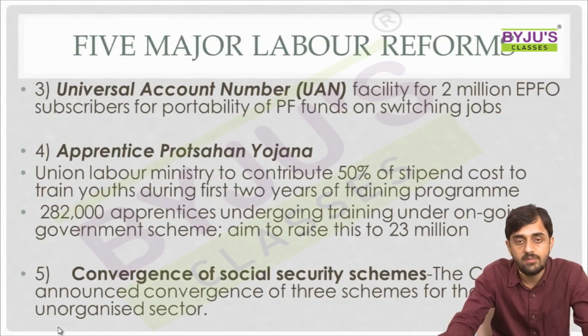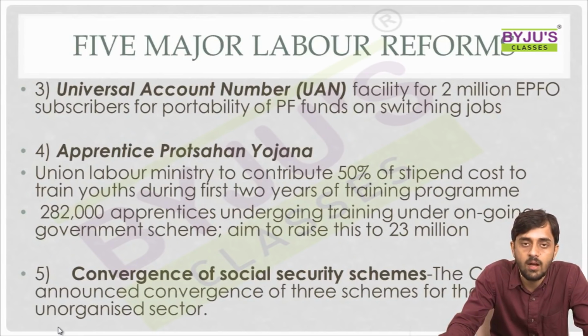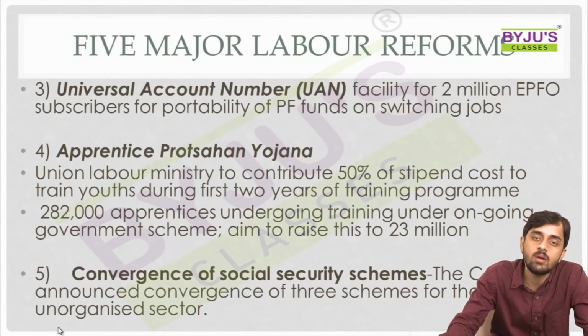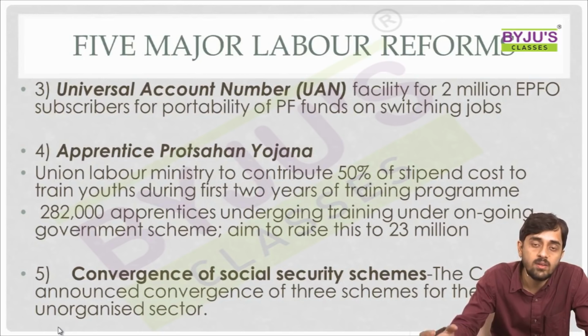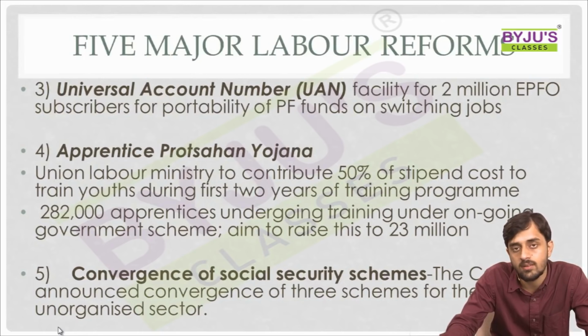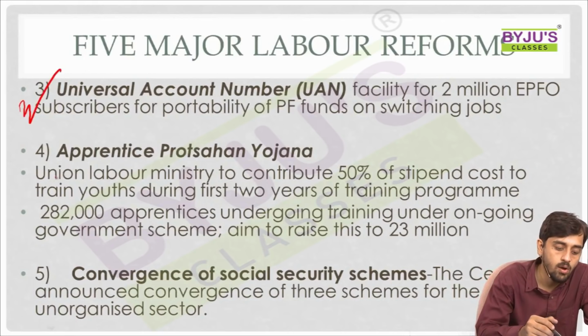So the third important change and the third important initiative under the whole Shramev Jayate program is to bring about a universal account number. This universal account number will allow transfer of the provident funds of individuals who change their place of work from one industry to another, and this will allow mobile workers to carry the contributions they made to the provident fund in the previous industry to the next industry they move into. So that also solves this problem for workers.